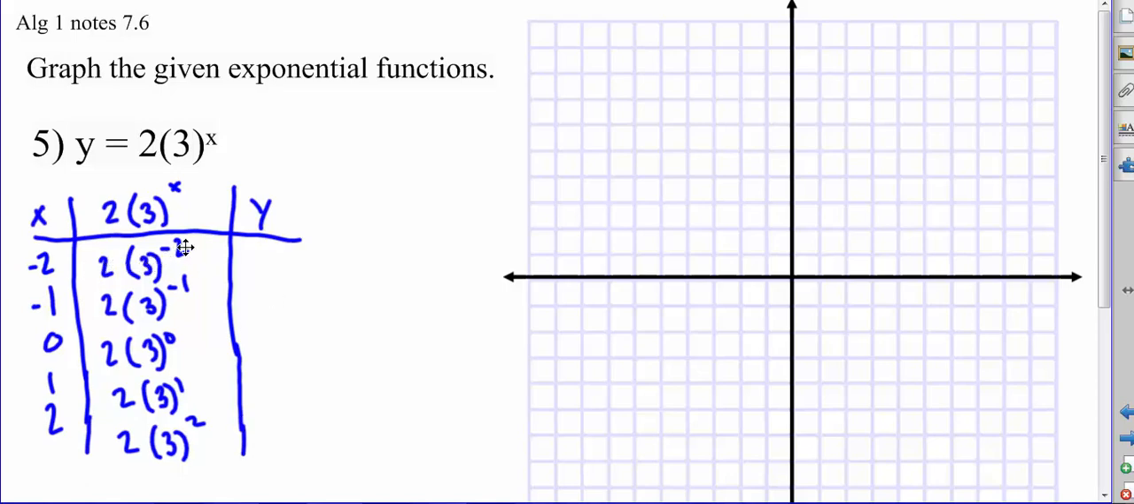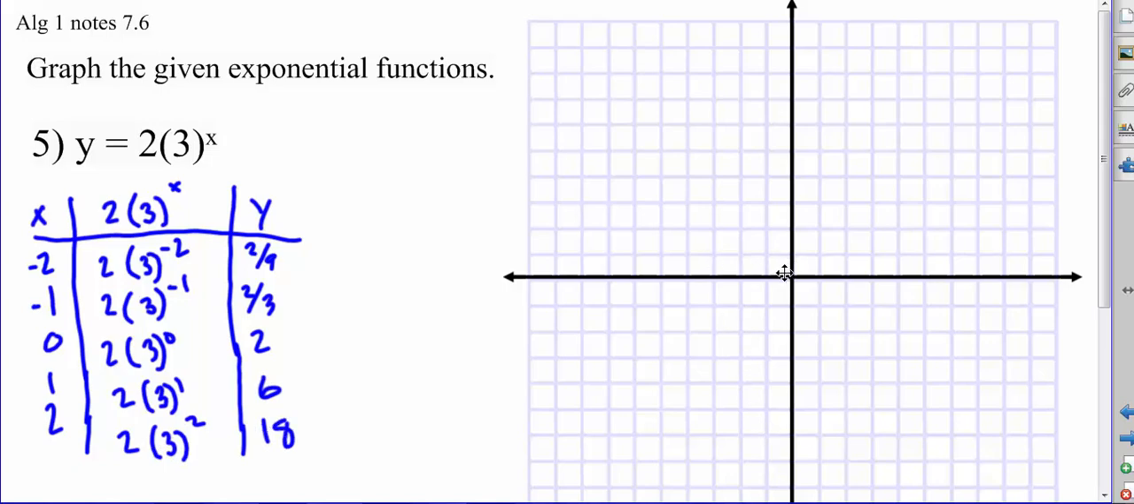So let's do this. 3 to the -2 is where I would start. Remember, when you do a negative exponent, you have to flip the fraction. So this is basically 1/3 squared, so that's 1/9, and 2 times that would be 2/9. 3 to the -1 is 1/3 times 2 would give me 2/3. 3 to the 0 is 1 times 2 is 2. 3 to the first times 2 is 6, and 3 to the second times 2 is 18.